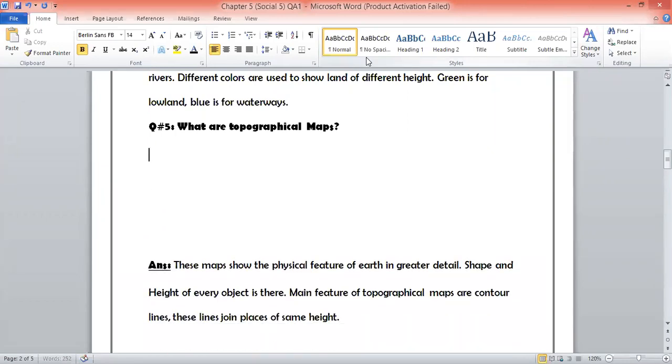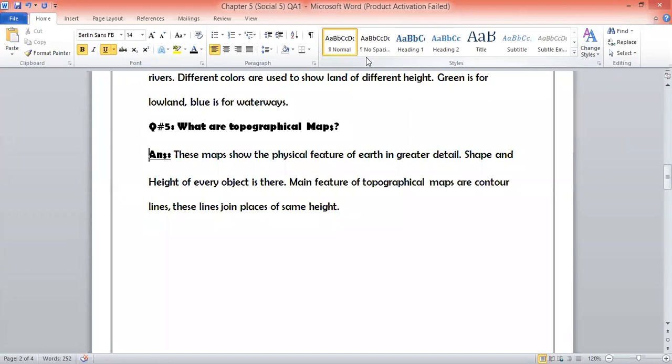The answer for question number 5 is, these maps show the physical features of Earth in great detail. Shape and height of every object is there. The main feature of topographical maps is contour lines. These lines join places of the same height. So this is the answer for question number 5. Everybody should write this in the notebook.